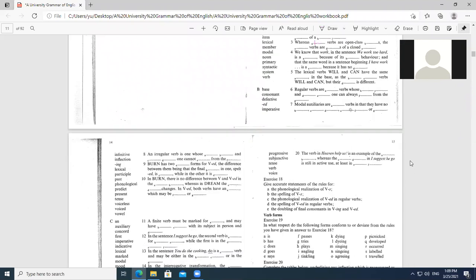Next. Modal auxiliaries are defective verbs in that they have no infinitive, ing form, past participle, ed, and imperative. Right. So modal auxiliaries are defective verbs. Why? Because they have no infinitive, no participle ing, no participle ed, and no what? Imperative.